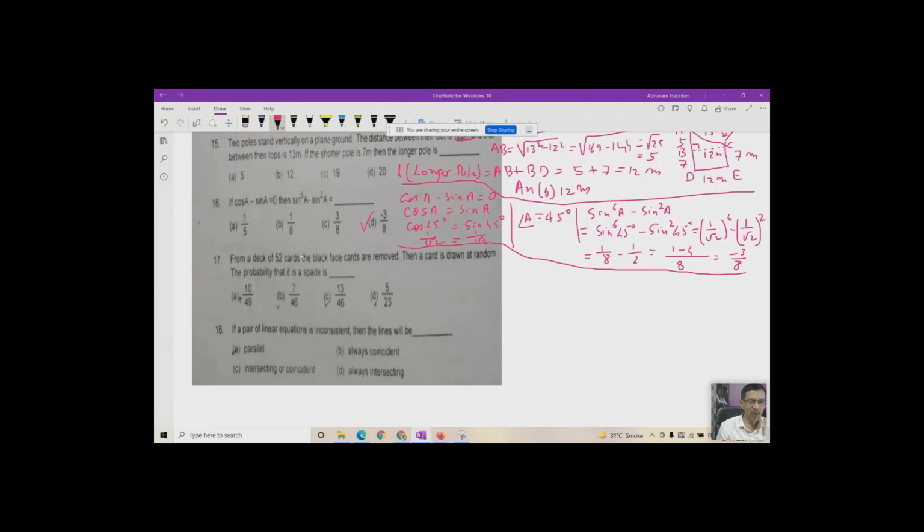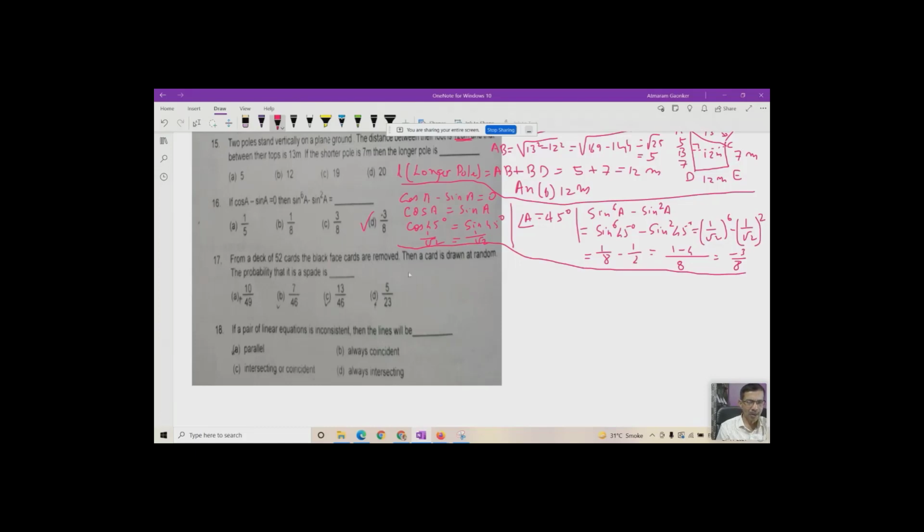From a deck of 52 cards, black face cards are removed, and face cards in each group are 3. So there are 2 types of black cards, those are removed. So that means 6 cards are removed. Then a card is drawn at random. The probability that it is a spade, and spade is a black card.